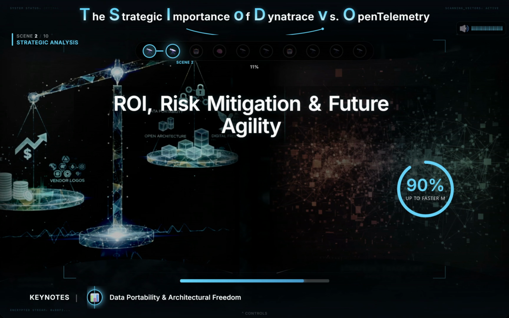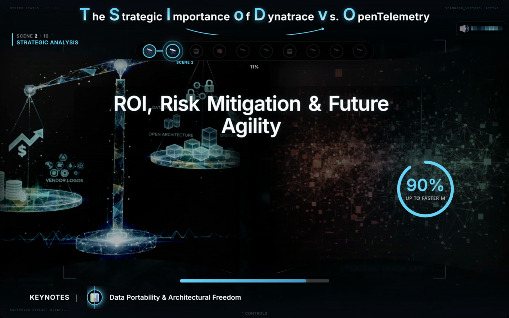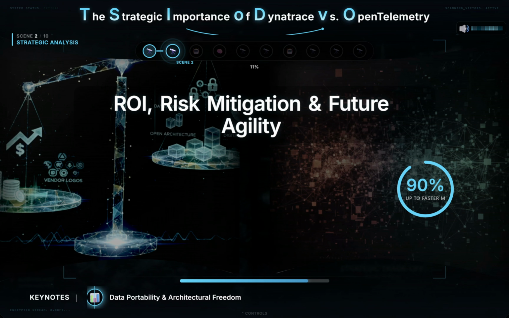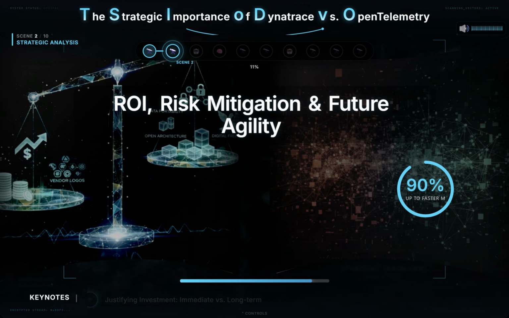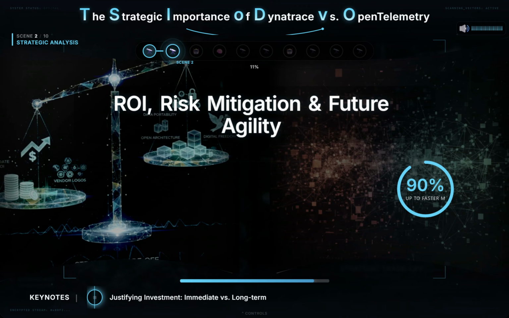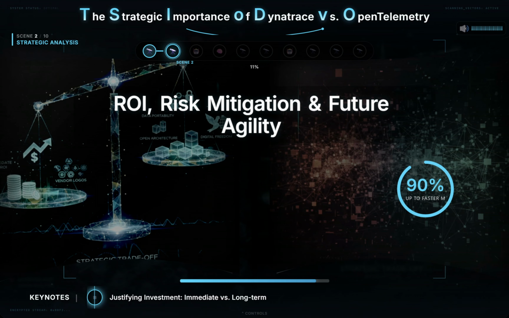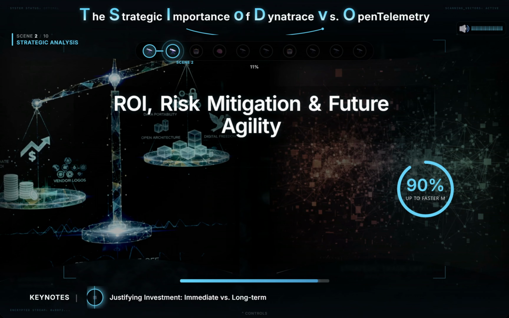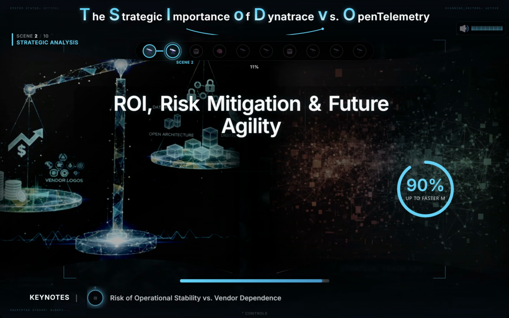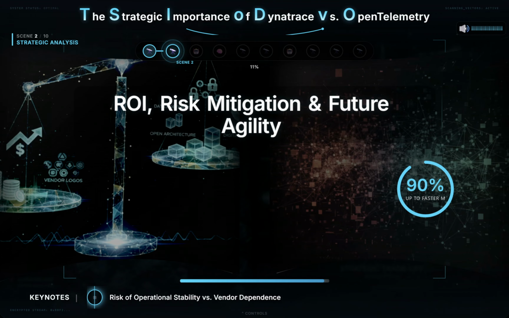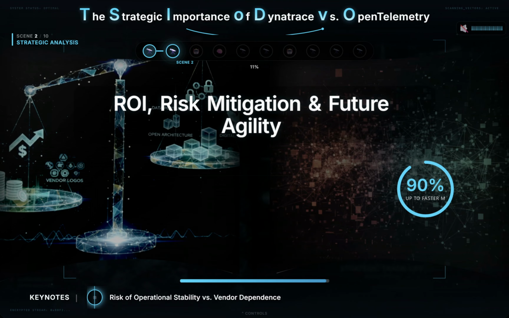So for IT leaders, the question becomes, what are the immediate operational efficiencies you need, balanced against your long-term strategic goals for vendor independence and architectural agility? Understanding this dynamic is crucial for justifying the cost and migration effort of any comprehensive observability platform. In our next scene, we'll dive deeper into the specific problems each of these approaches is designed to solve.